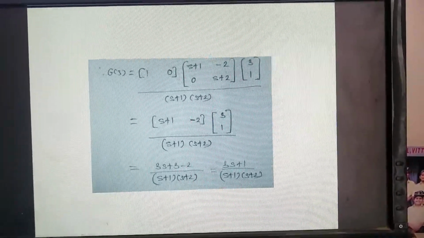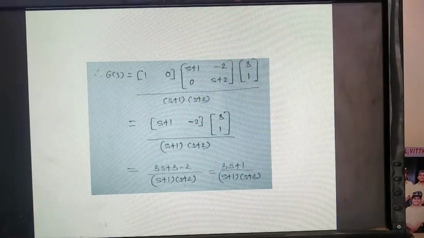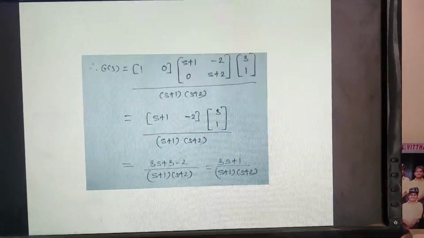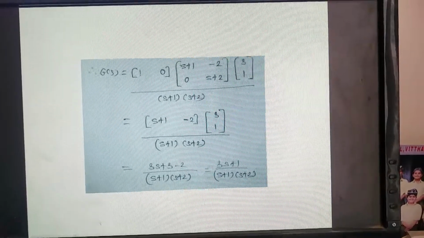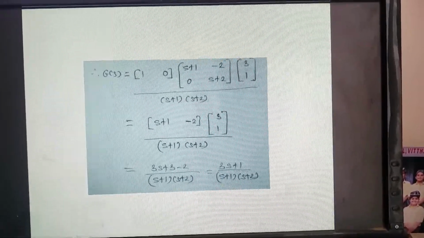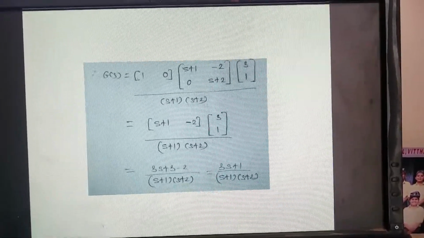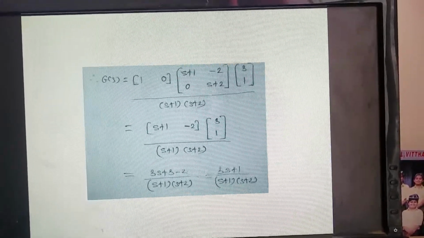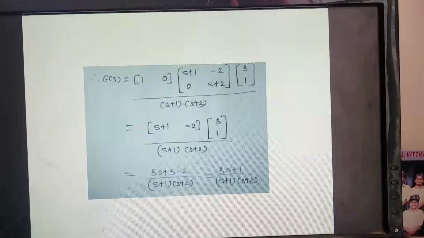What is the order of the first matrix here now? It is 1 by 2. And what is the order of the second matrix? It is 2 by 1. So the order of the resultant matrix will be 1 by 1. So what are we obtaining here? It is (3s plus 3 minus 2) divided by (s plus 1)(s plus 2).